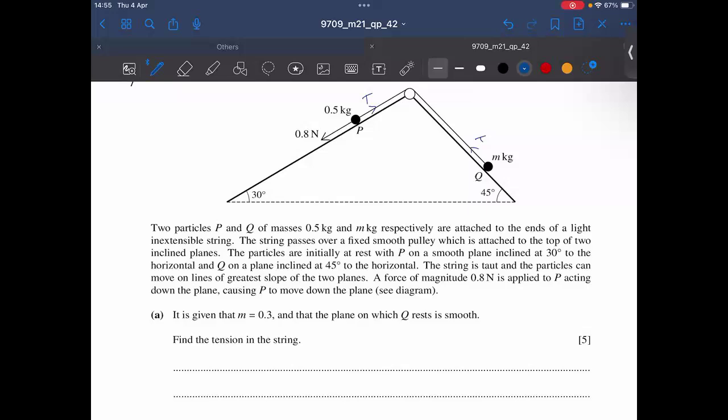The string is taut, and the particles can move on lines of greatest slope of the two planes. Just a second. All right, and then a force of magnitude 0.8 Newton is applied to P, acting down the plane, causing P to move down the plane. See diagram. It is given that m is 0.3 and that the plane on which Q rests is smooth. So there is no friction on this plane.